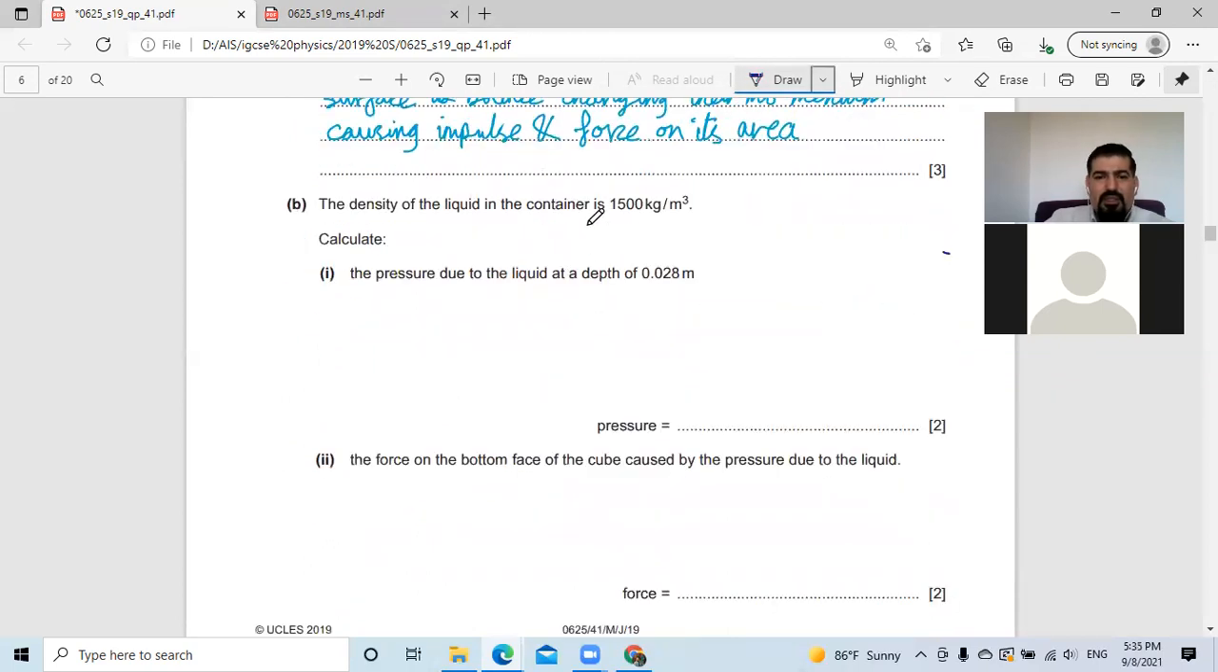The density of the liquid in the container is 1,500 kilogram per cubic meter. Calculate the pressure due to the liquid at the depth of this. So we know that pressure equals density of the liquid multiplied by gravitational acceleration multiplied by depth. So 1,500 multiplied by 10 multiplied by 0.028, and by using the calculator, the answer is 420 Pascal.